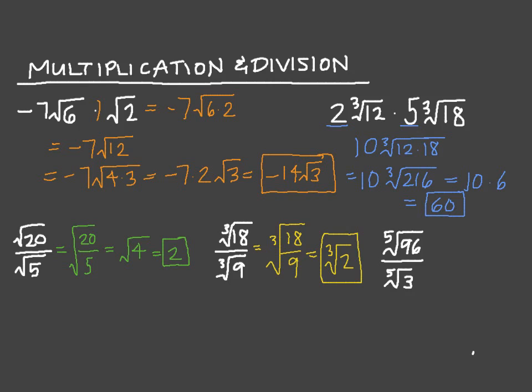Okay, and then this last one, we treat it the same way. We can try to put these together and see if it reduces. 96 over 3. Well, that does reduce. 96 divided by 3 is 32. And the fifth root of 32, this is one that you need to memorize, is 2.